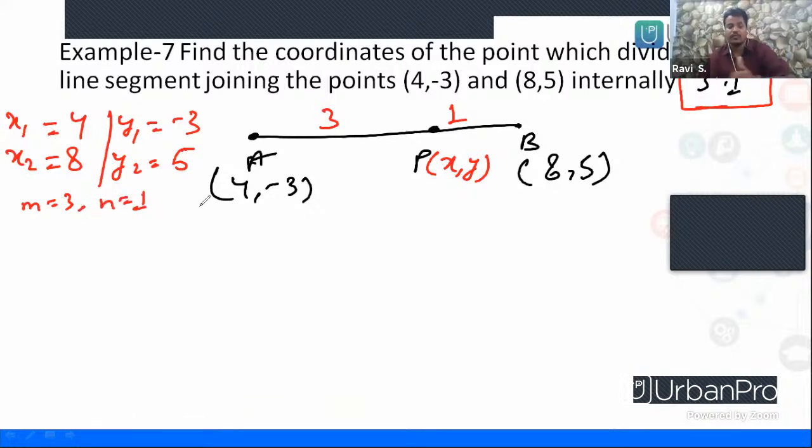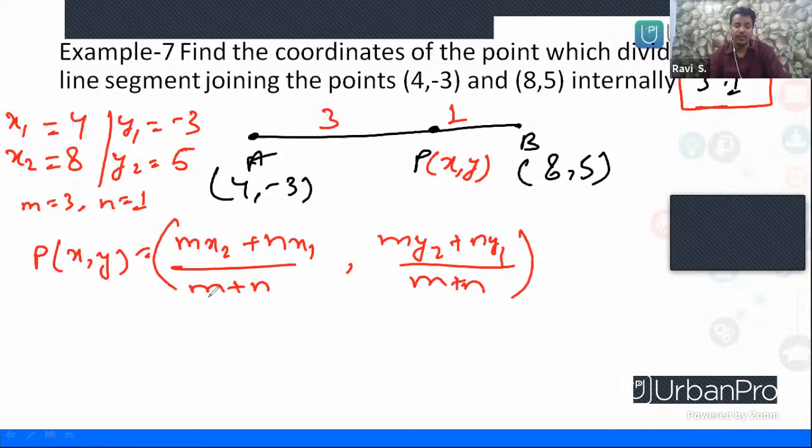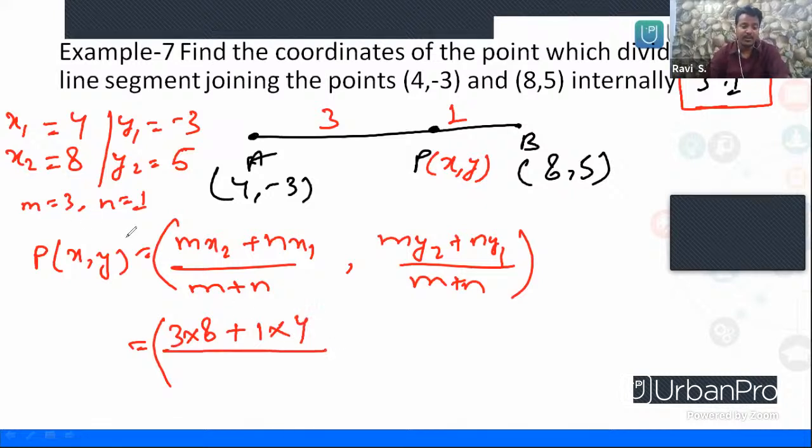So use this formula. We all know the section formula, that is (mx2 plus nx1) by (m plus n), and (my2 plus ny1) again by (m plus n). If I use this formula, what is the value of m, guys? Here m is 3 and x2 is 8, so 3 into 8. And n is 1 and x1 is 4. Write it down here, and m plus n is 3 plus 1.